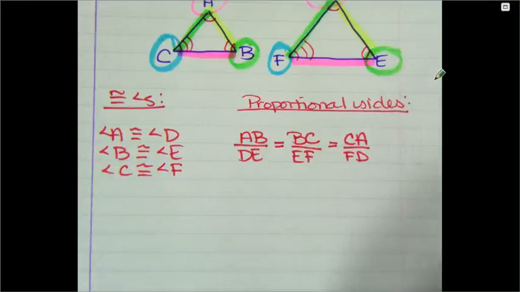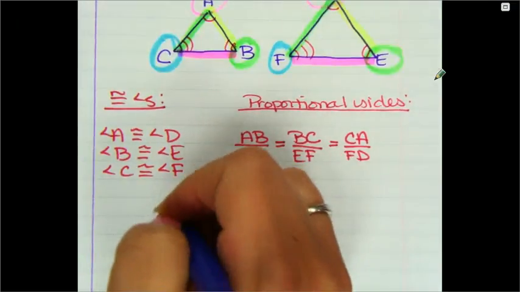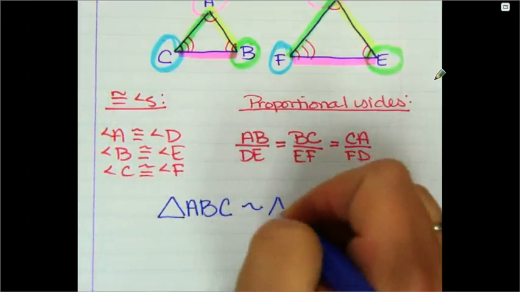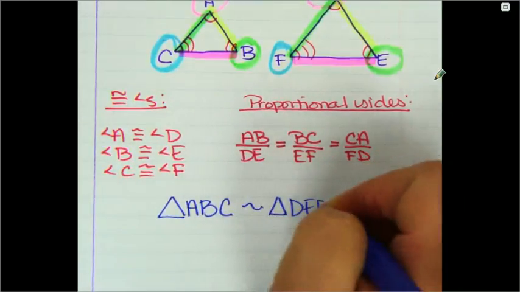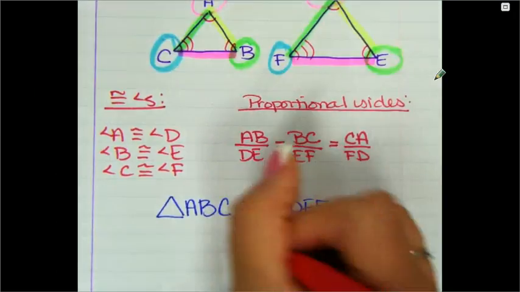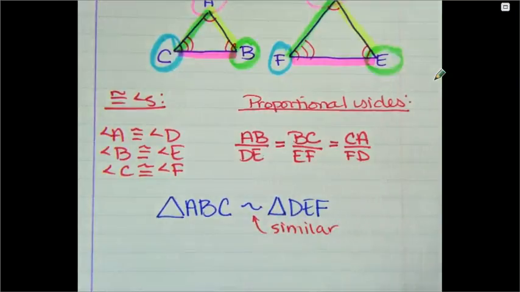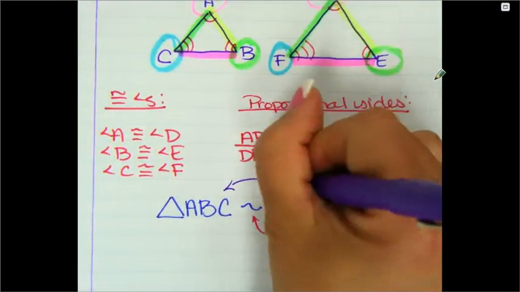All right, let's write our similarity statement. Our similarity statement is going to say triangle ABC is similar to triangle DEF. This sign here is our similar sign. And this is our similarity statement.